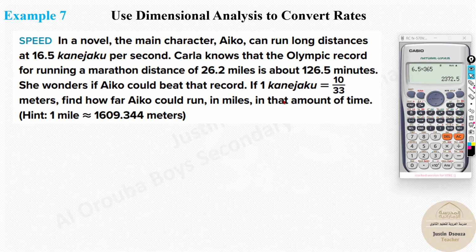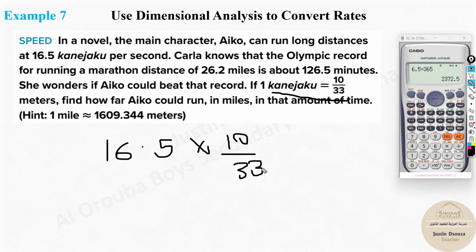Okay, so now we need to do what? Conversion of this kanejako to miles. So first of all, they have told us 1 kanejako is 10 by 33 meters. So what you can do is directly multiply. Since it's in a ratio, they have told 1 kanejako, 16.5. 1 kanejako is how much? 10 by 33. What is the answer? You can directly do this. 16.5 into 10 divided by 33. Now this is what we get in meters.